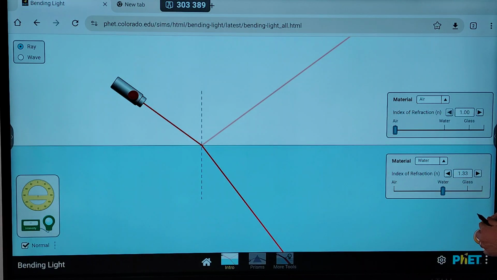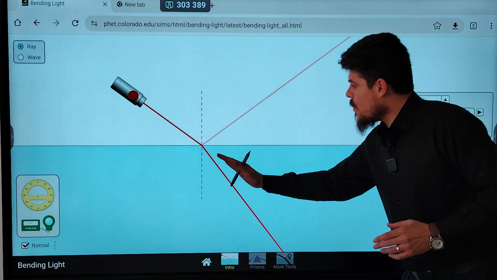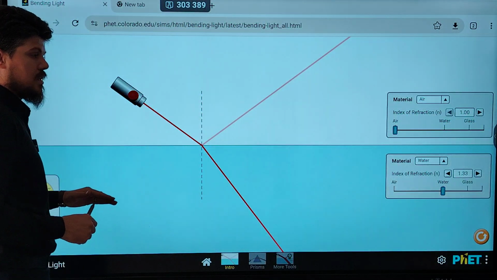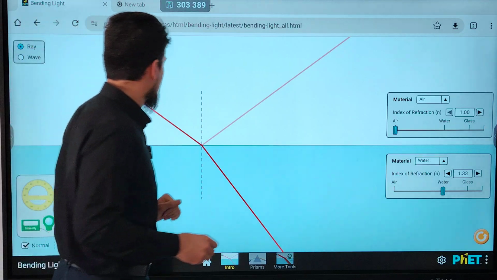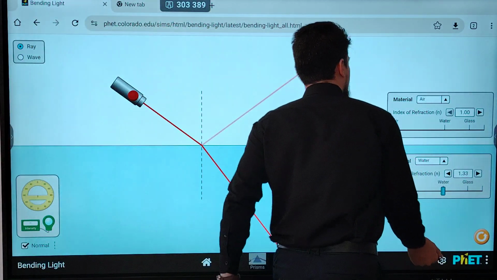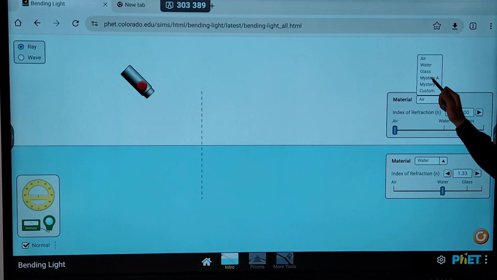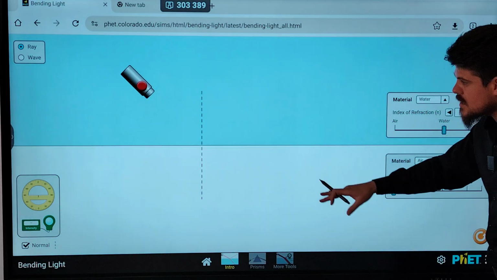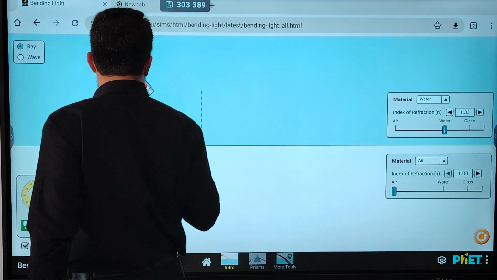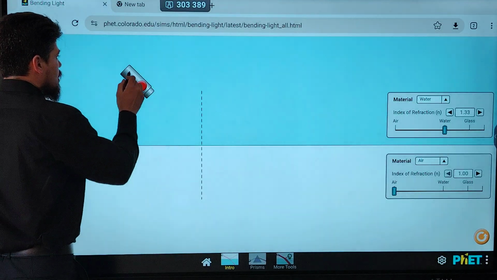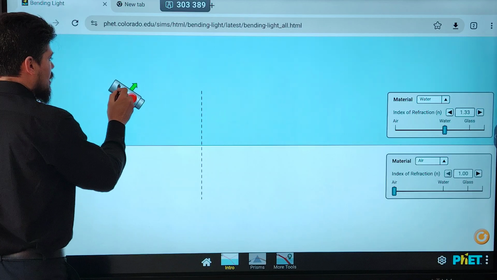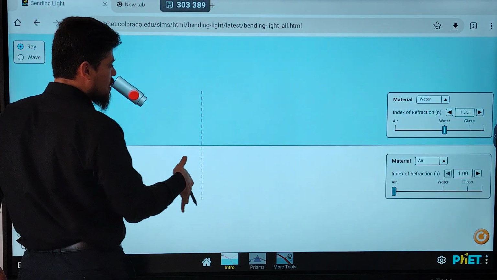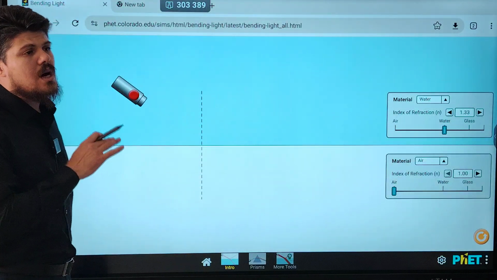So in the next case, when does the light bend away from the normal? When the light travels from high density to low density. Okay, let's make the first medium water, and the second medium air. How many substances do we have? Two. Are these two substances different in density? Yes. So when the light travels from water to air, does it bend toward the normal or away from the normal? It should bend away from the normal.